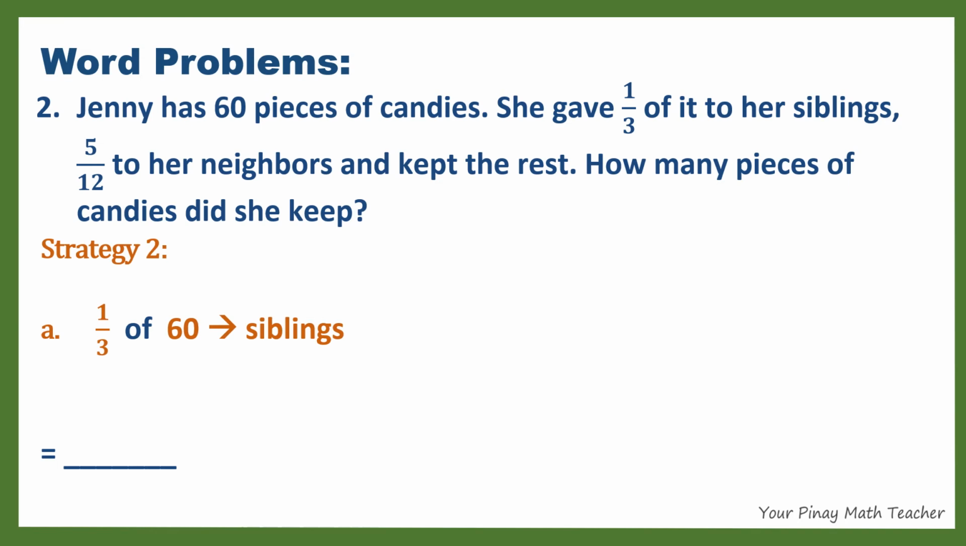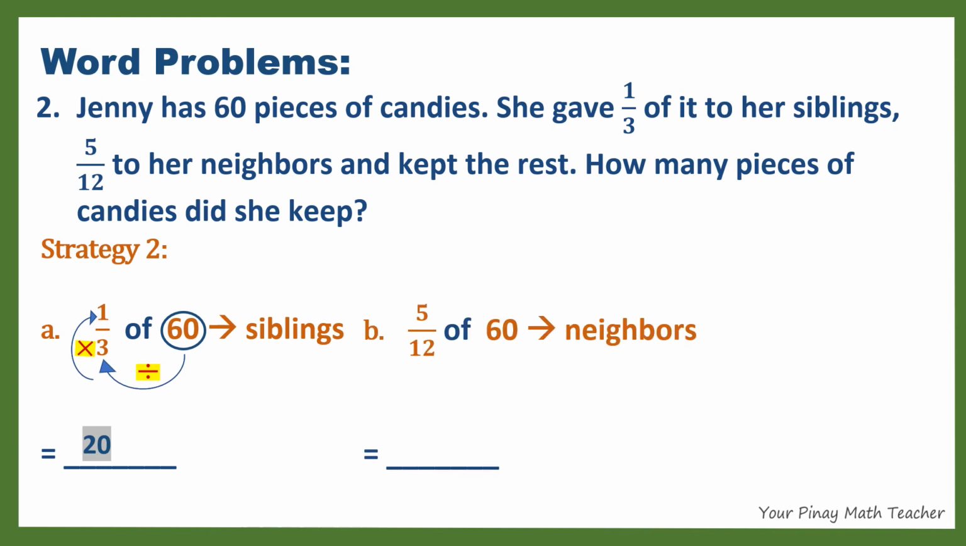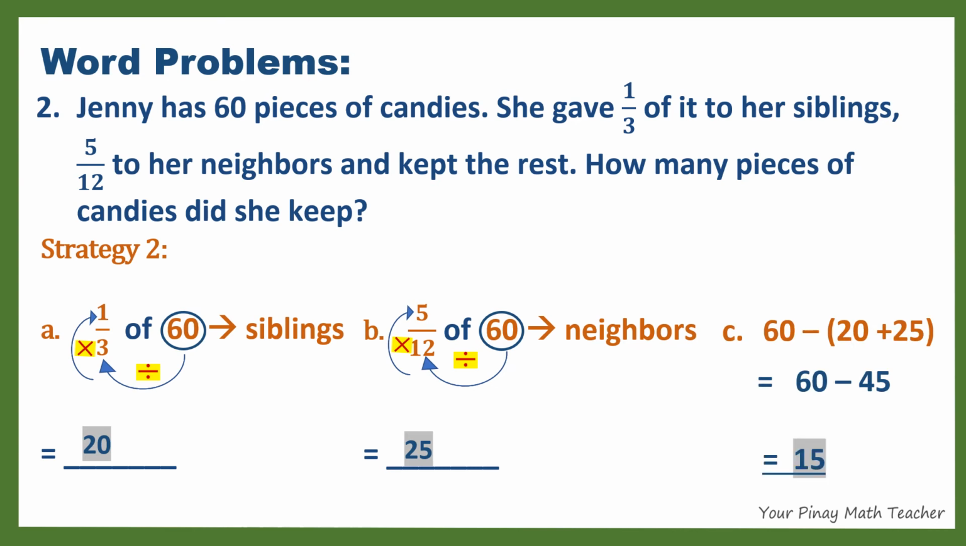Strategy 2. At this time, we will not use illustrations, but we will be calculating 1/3 of 60 and 5/12 of 60. So we have 1/3 of 60 is 20. So it means that 20 candies were given to the siblings. And then 5/12 of 60, which is equivalent to 25 candies, are given to the neighbors. After that, we subtract 60 by the sum of 20 and 25. So we have 60 minus 45, we get 15. So Jenny kept 15 pieces of candies.